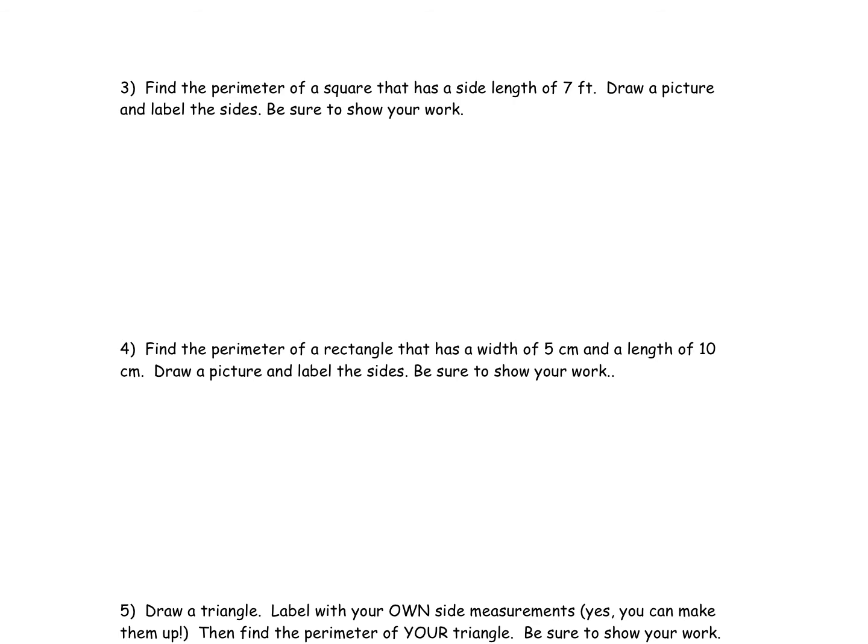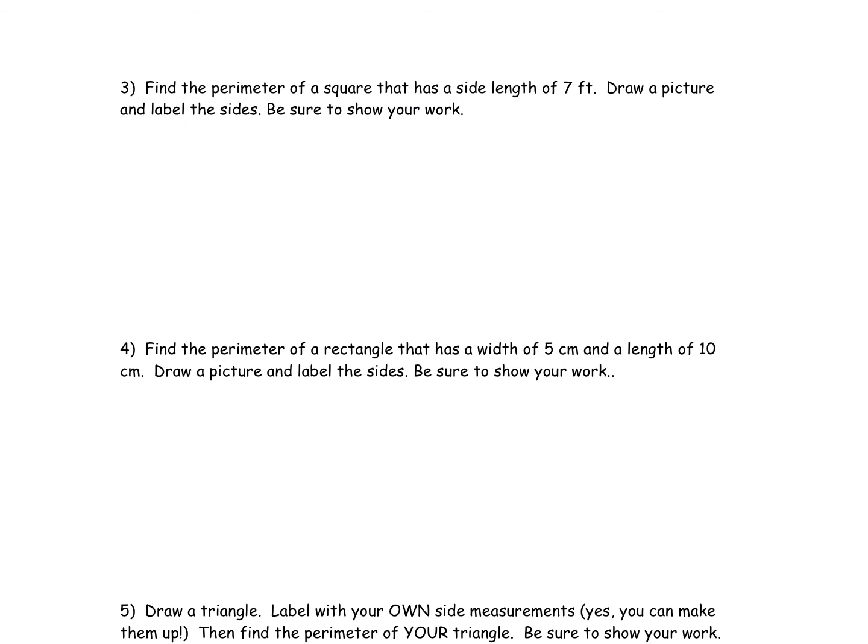So our next problem, sometimes they give us questions that are in word form without the figure or the shape that we see. So let's read what we have here. Find the perimeter of a square that has a side length of 7 feet. Draw a picture and label the sides. Be sure to show your work.